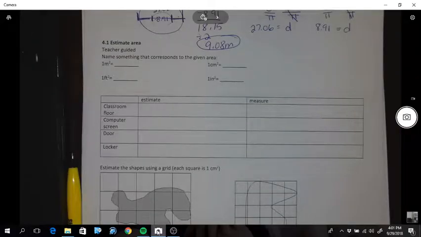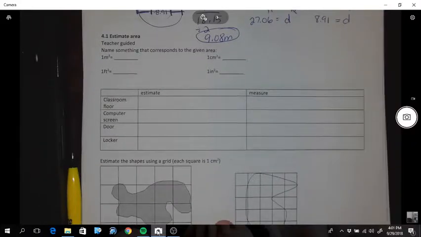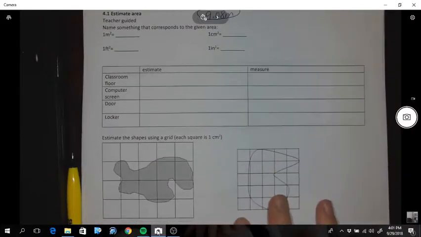Okay, we're going to do lesson 4.1 today, estimating area. Okay, so some estimation skills. You have to have a visual of what a meter squared, foot squared, centimeter squared, and inch squared look like.